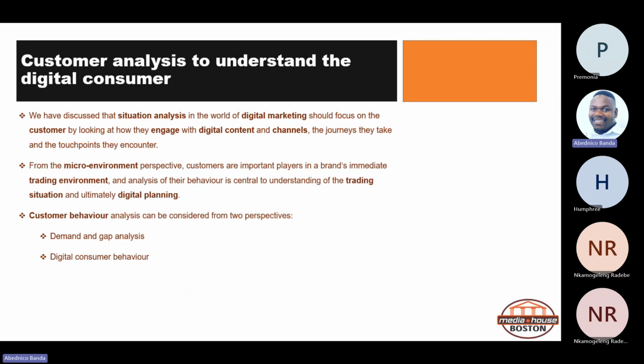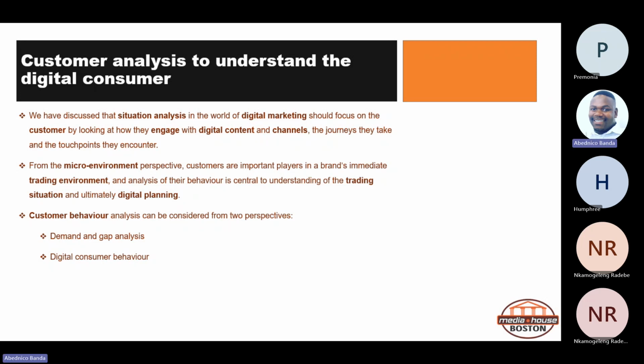Customer analysis to understand the digital consumer. We have discussed that situation analysis in the world of digital marketing should focus on the customer by looking at how they engage with digital content and channels, the journeys they take, and the touch points they encounter. From the microenvironment perspective, customers are important players in a brand's immediate trading environment, and analysis of their behavior is central to the understanding of trading situation and ultimately digital planning.